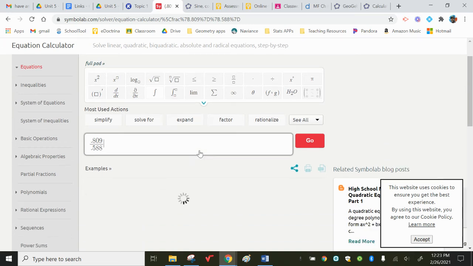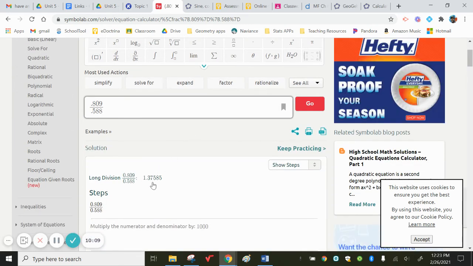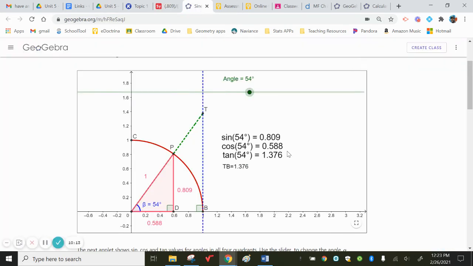Okay, this time, if I type in 0.809 over 0.588, you get 1.375, which is essentially what we have right here, if I were to round it appropriately. Okay, but that's what the tangent is and where that value comes from. So each of them represents a ratio of two sides of the triangle.